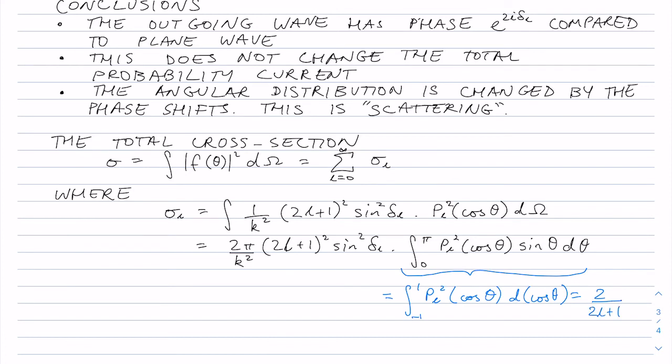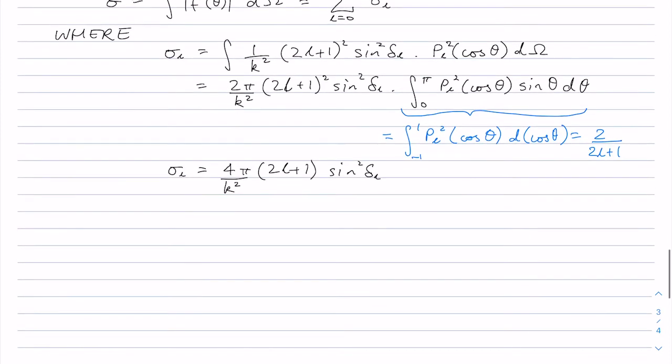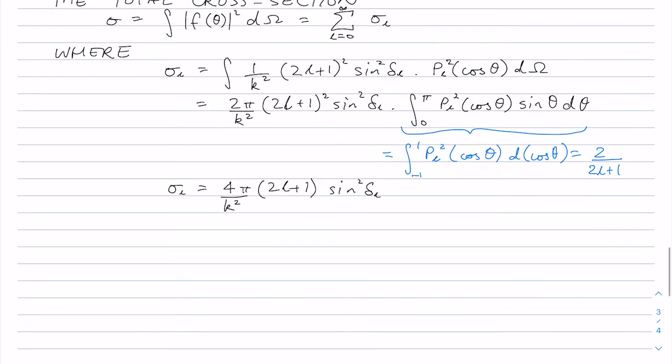And this factor of 2 pi here is coming from the integral over the phi variable. And so this is an expression for the partial cross sections in terms of the phase shifts delta L. And interestingly, these functions have a maximum because sine squared has a maximum. These have to be smaller than 4 pi over k squared times 2L plus 1. And this is called the unitarity bound. It's the maximum cross section for each partial wave.